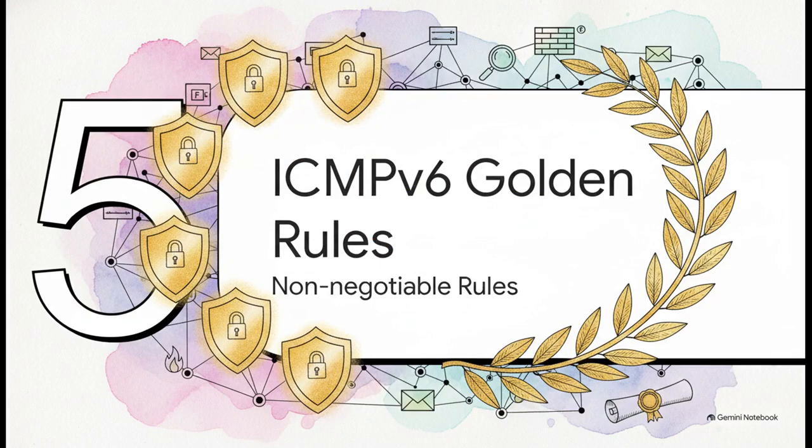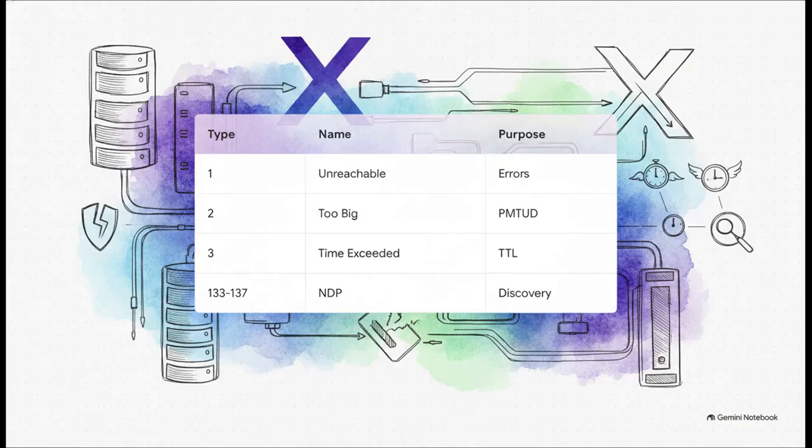Section 5. ICMPv6 Golden Rules. Non-negotiable rules. Listen, you must never ever blindly block ICMPv6 entirely. It is literally fundamental to how IPv6 operates. You must explicitly permit Type 1 for destination unreachable, Type 2 for packet too big, Type 3 for time exceeded, and Types 133 through 137 for router and neighbor solicitation and advertisement everywhere. I cannot stress this enough. If you block these, you will break path MTU discovery and neighbor discovery outright, and you will cripple your network.